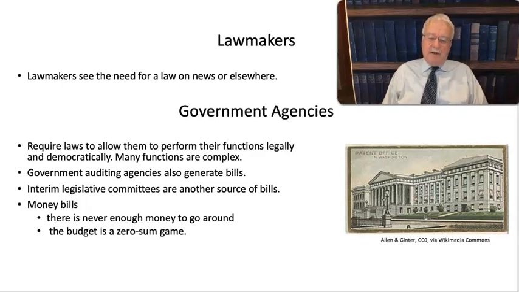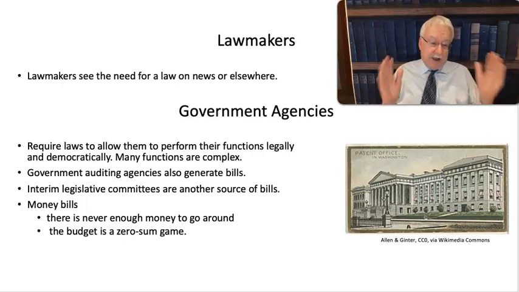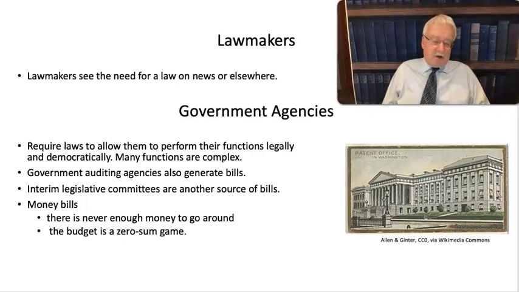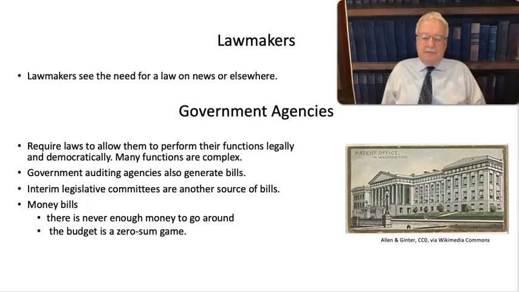Government agencies. Government agencies require laws to allow them to perform their functions legally and democratically. Agencies just can't do whatever they want. They have to be within the authority and boundaries of the law. And many of these functions are very complex, so they often come to us and say, we need a new law, or we need this law to be changed, or this law no longer is needed.